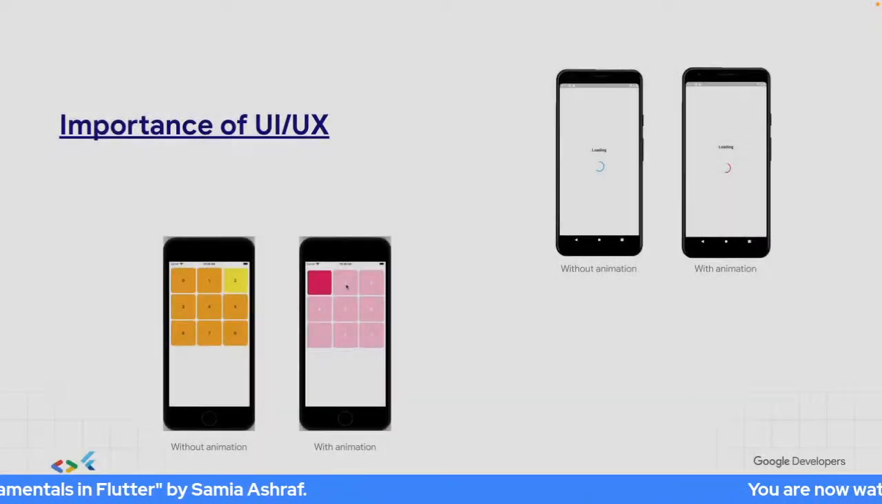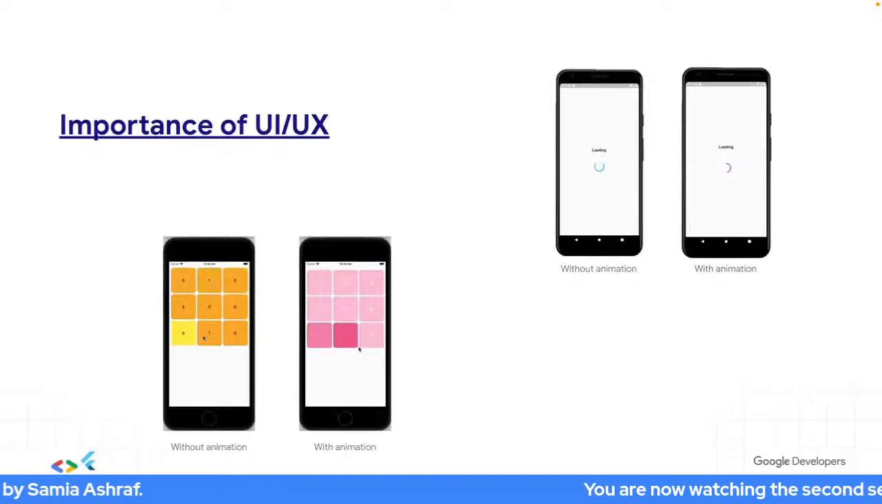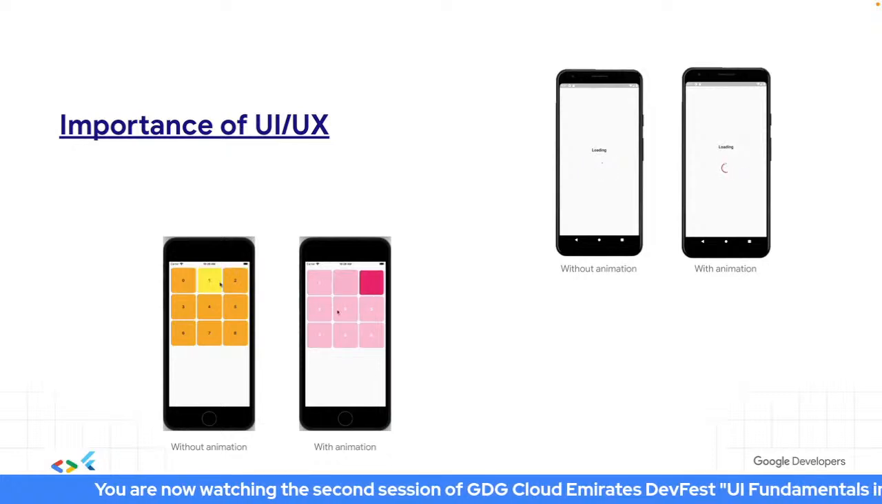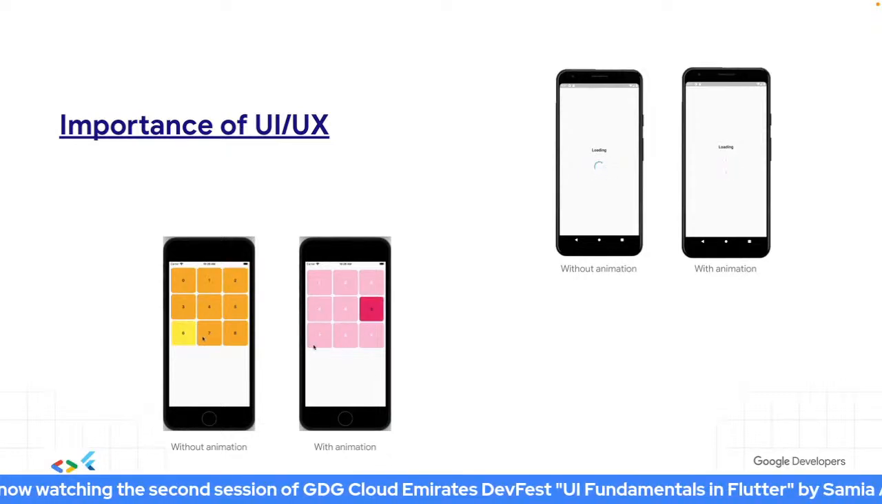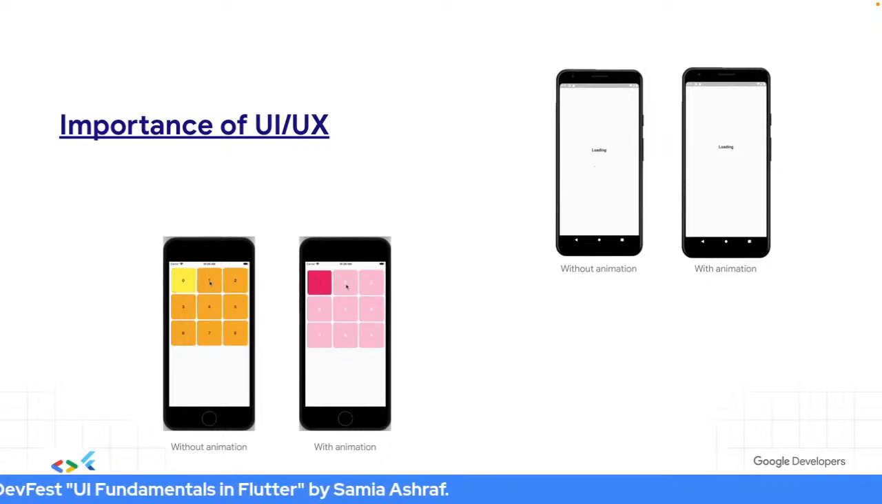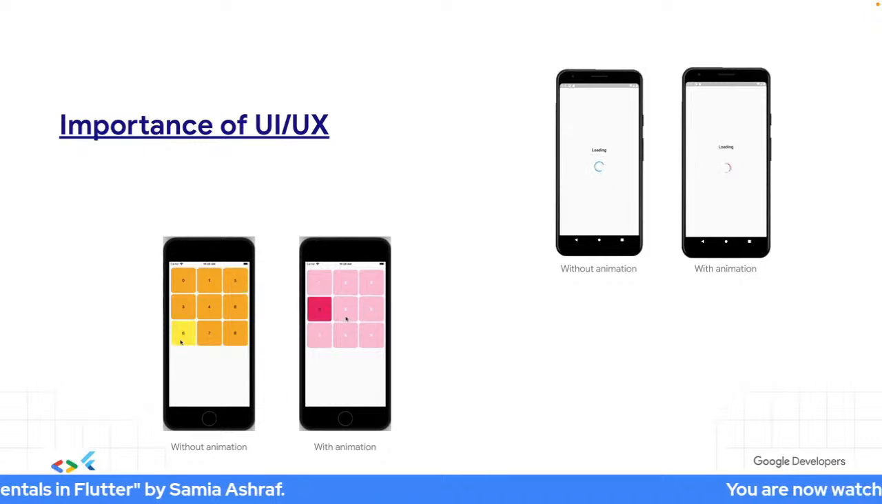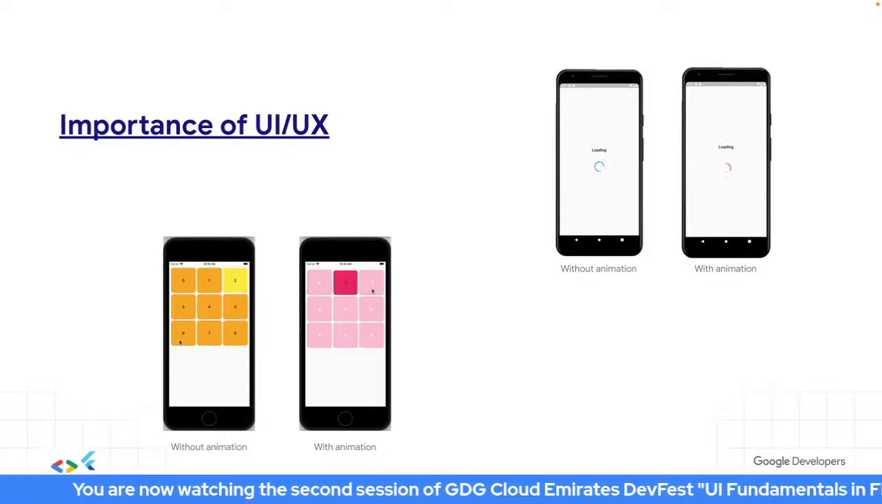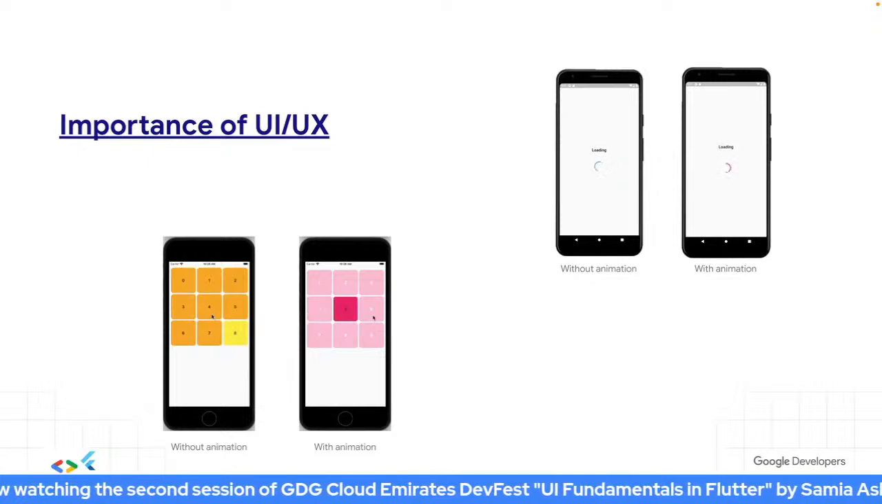So, importance of UI and UX. I have some screens here, and I'm comparing with animation and without animation. If you see the loading screen, the loading icon, you will notice that the one with the animation is a little more detailed, and the one without animation is just a circular progress indicator. It's a very simple icon, I can say. And when we compare both of them, I'm sure the one with the animation makes much more sense.